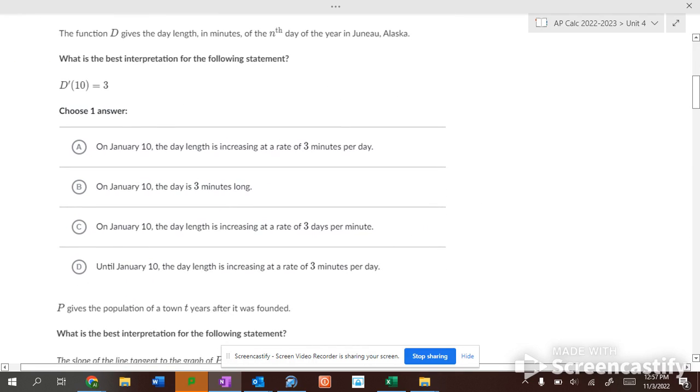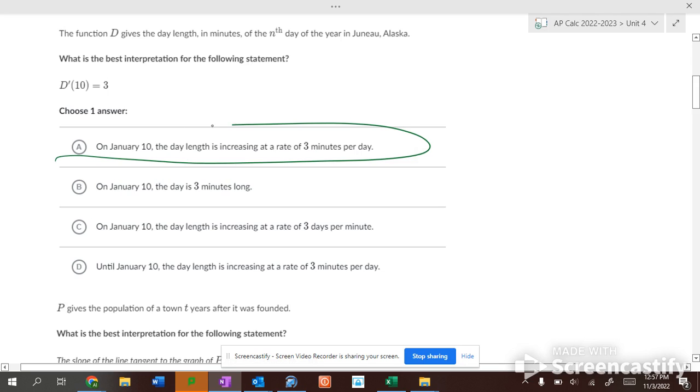Okay, on this one. What's the best interpretation of the following statement, with D being the length of the day and N being the number of day of the year? D prime of 10 equals 3. Well, that's the first derivative of the day. And it's which day? 10th day. And the day length is getting 0.3. So it means it's positive 3. So it's increasing at 3 minutes per day. On January 10th, the day length is increasing at a rate of 3 minutes per day.